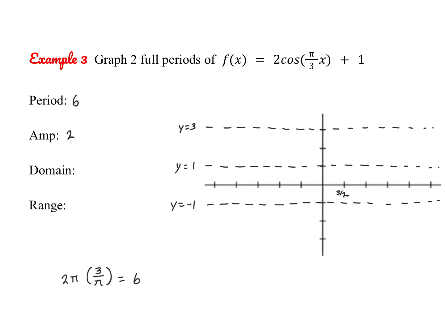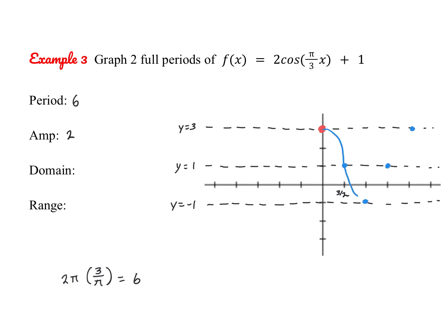And now let's talk about our starting point. So we know that cosine starts at the maximum, so it would start here. I don't see any reflection, so it's going to stay at the maximum. I don't see any shifts to the left or right, so it will start right here on the y-axis at the maximum. So my starting point is right here, and then I'm just going to go middle, minimum, middle, maximum.